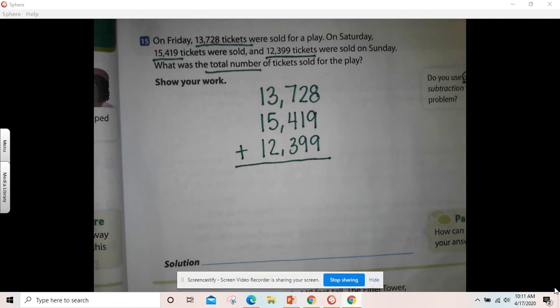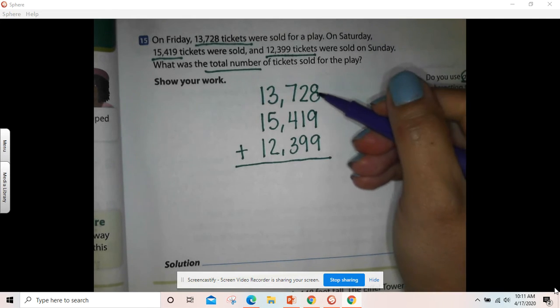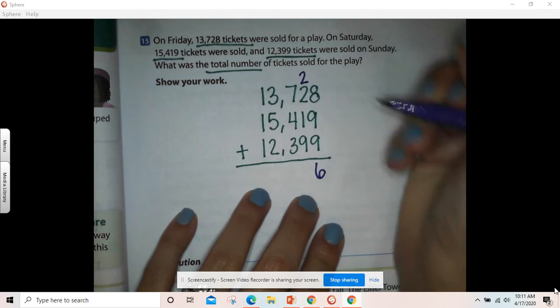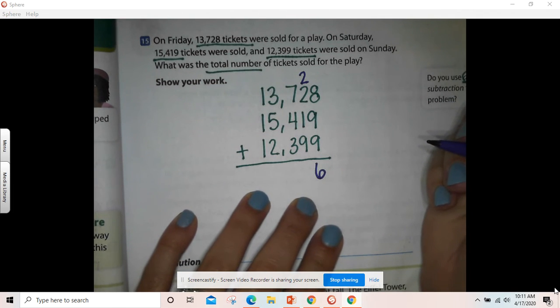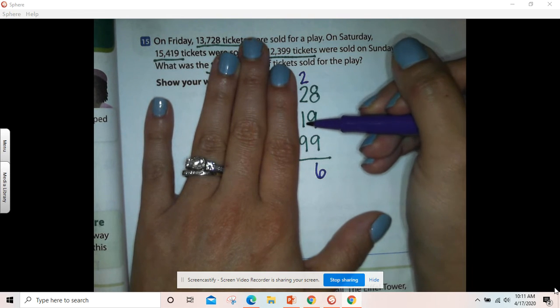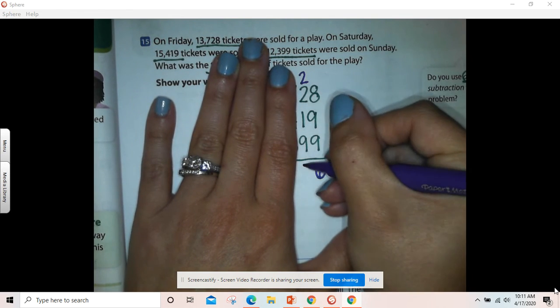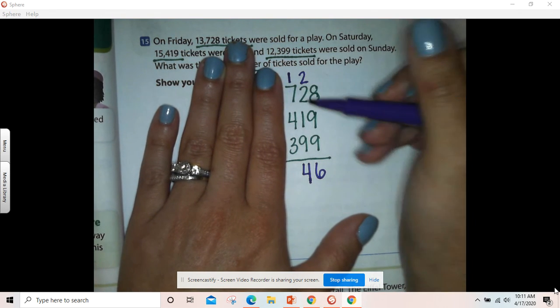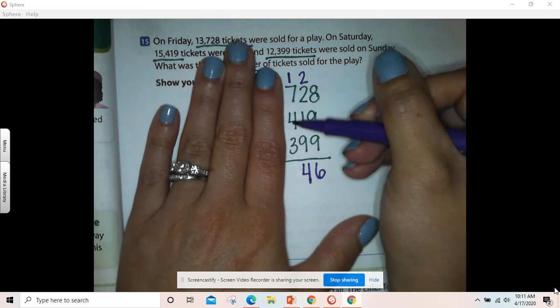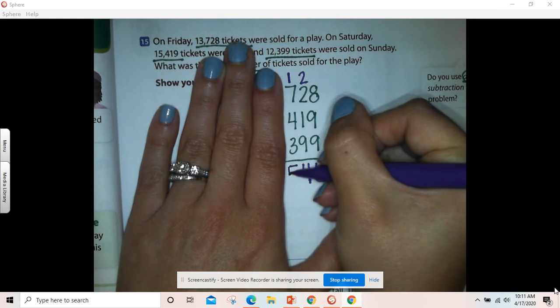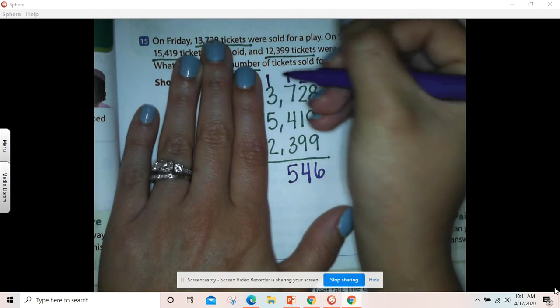So let's see what we get. 9 and 9 make 18. 19, 20, plus 6. So I have a 6 and a 2. 26 is my total in my ones place. In my tens place, I have 2 and 2 make 4. Plus 1 is 5. 5 plus 9 is 14. I'll carry that 1 to my hundreds place. All right. 7 plus 1 is 8. 9, 10, 11, 12. Plus 3 more is 15. I'll put that 5 there and I'll carry my 1 again.